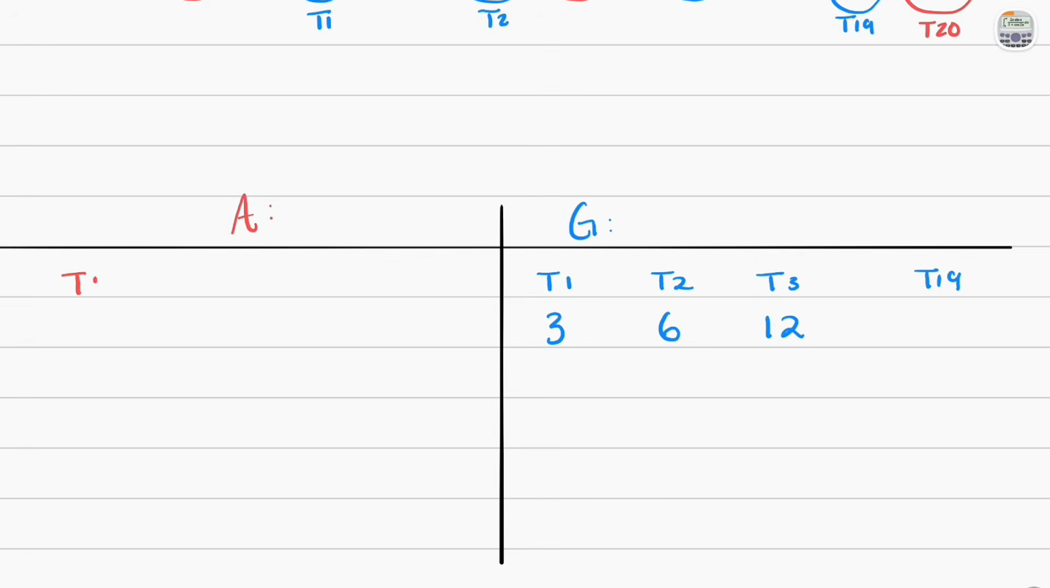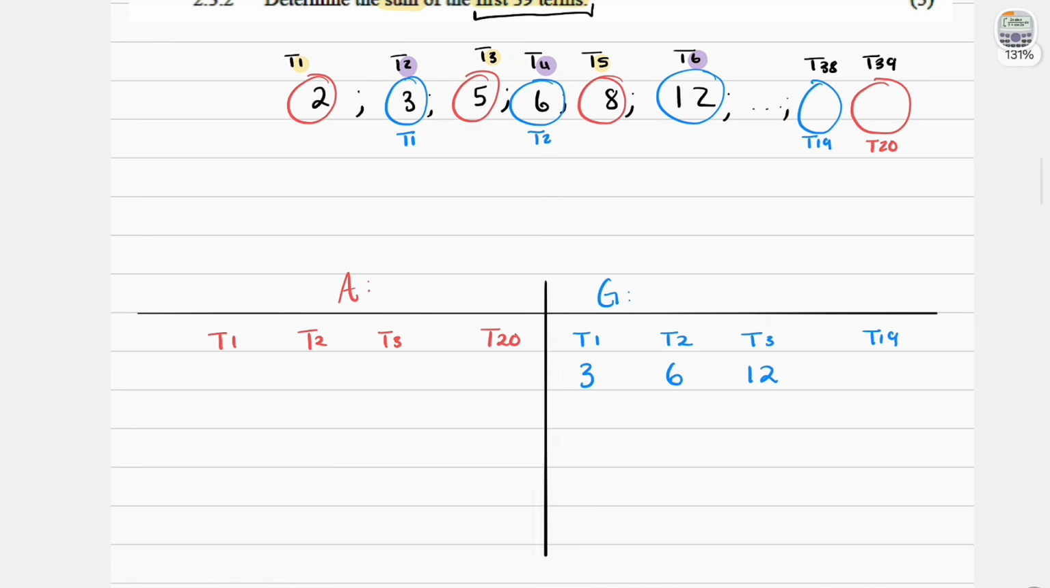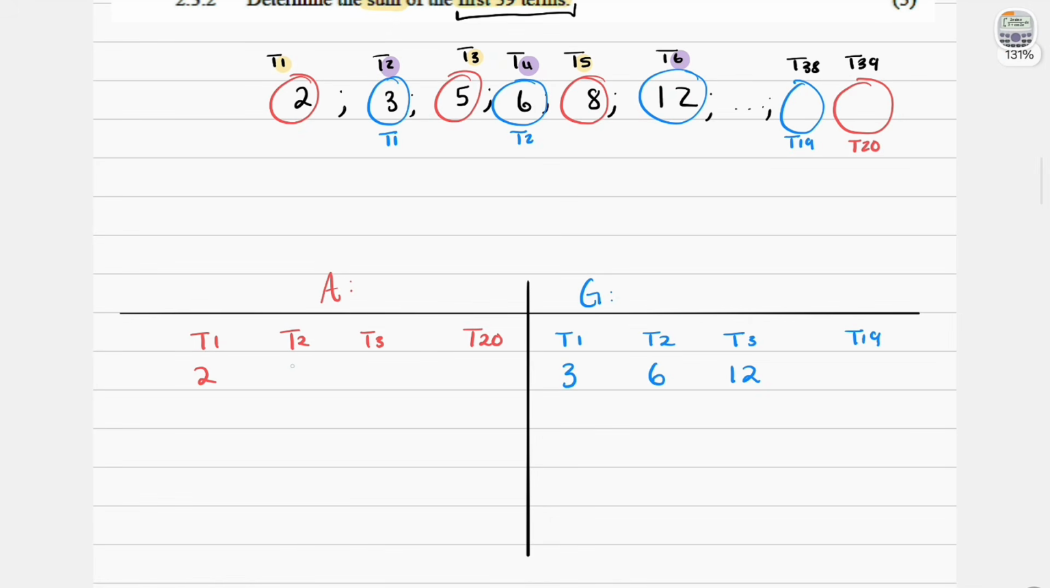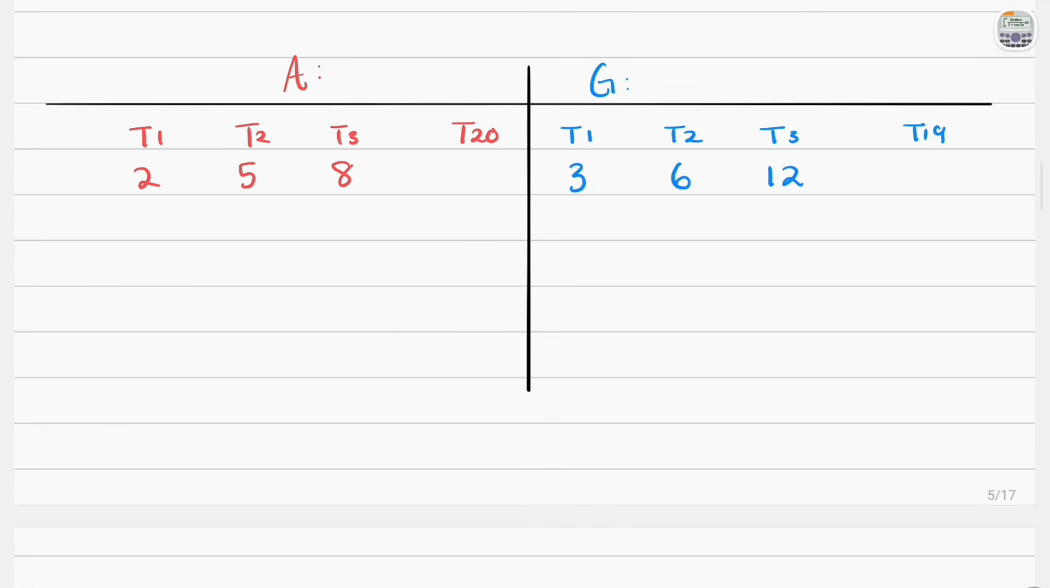So we can just see this as term 1, term 2, term 3, and then it ends at term 20. Okay, there we go. 20 terms plus 19 terms give us our total of 39 terms. Okay, so we can also put that down. That is 2, that is 5, and 8, and then we don't know that one. And now we can finally find the general term.